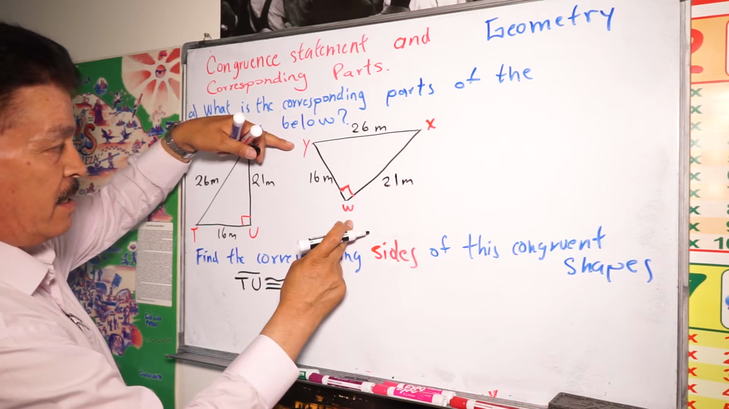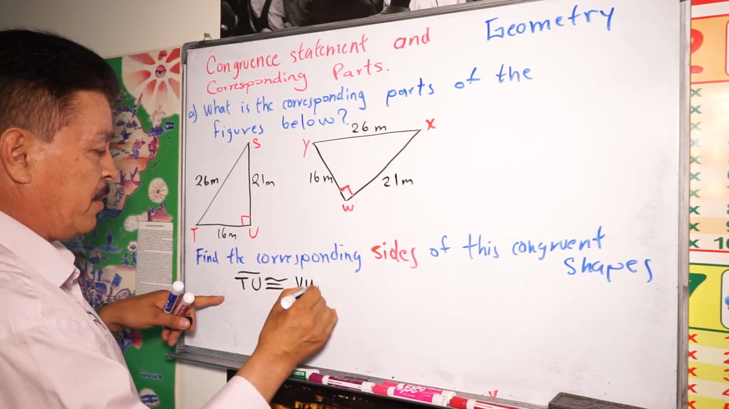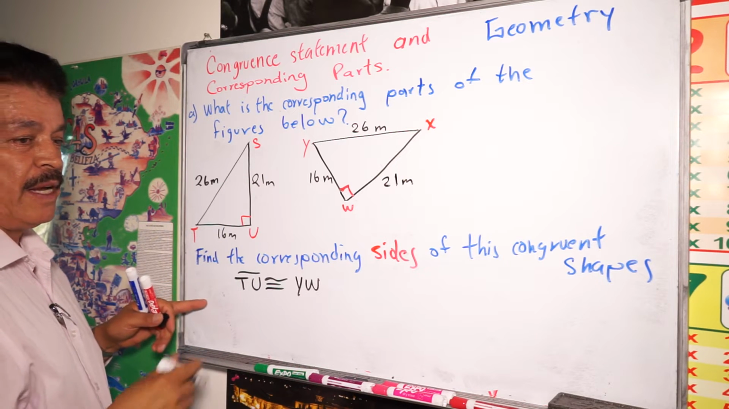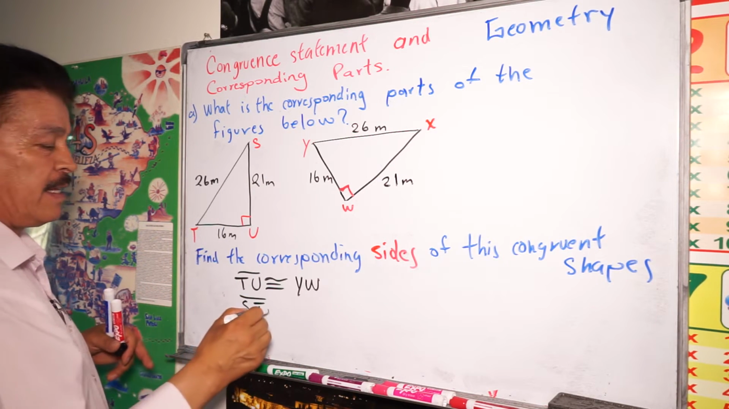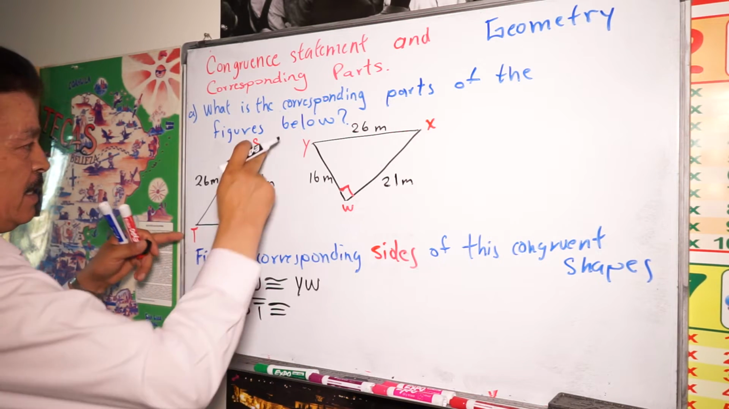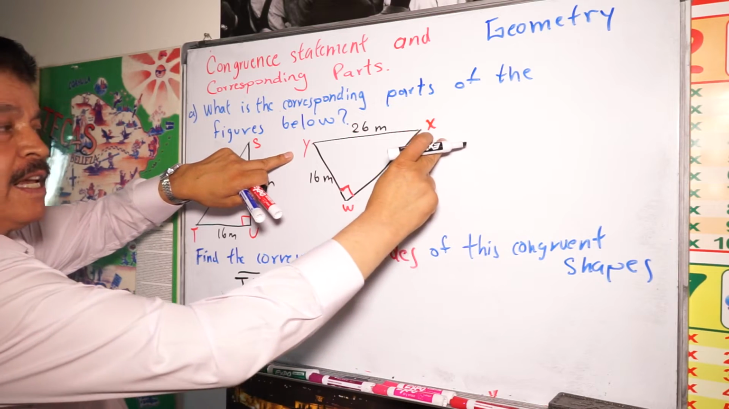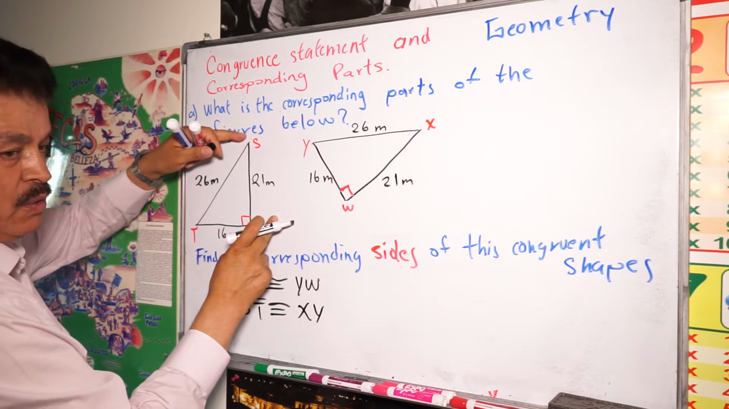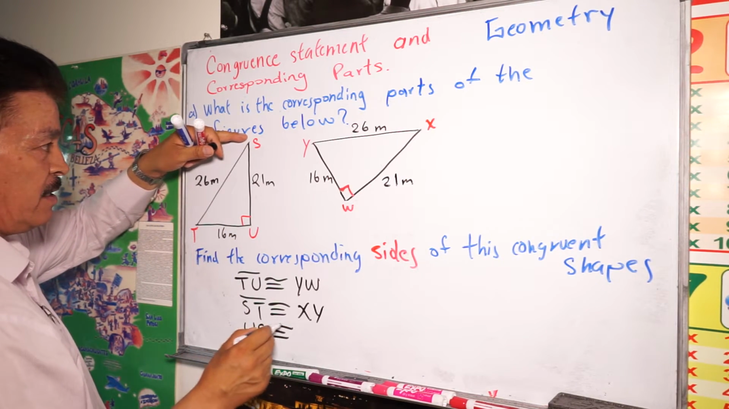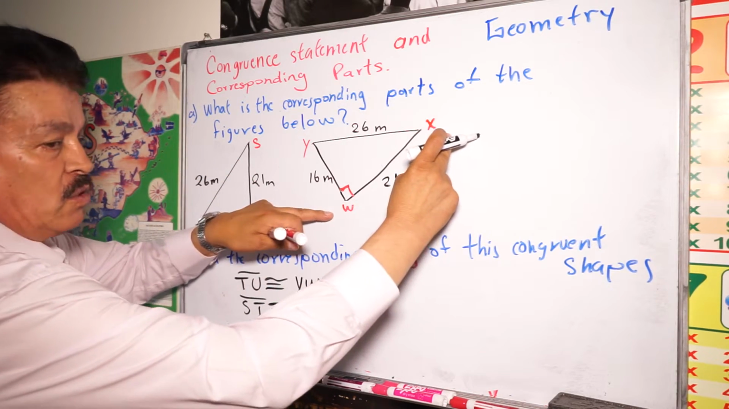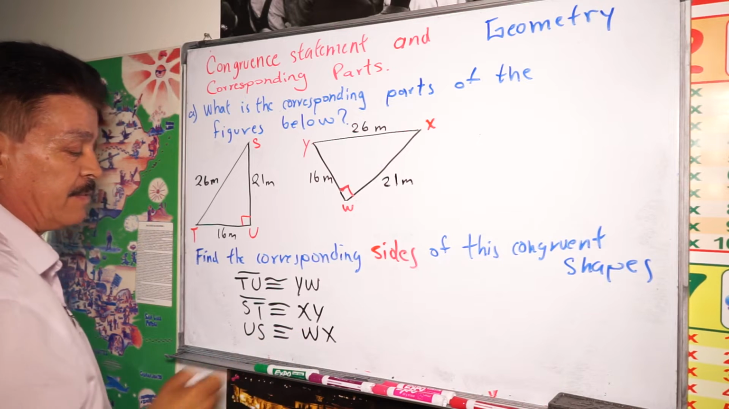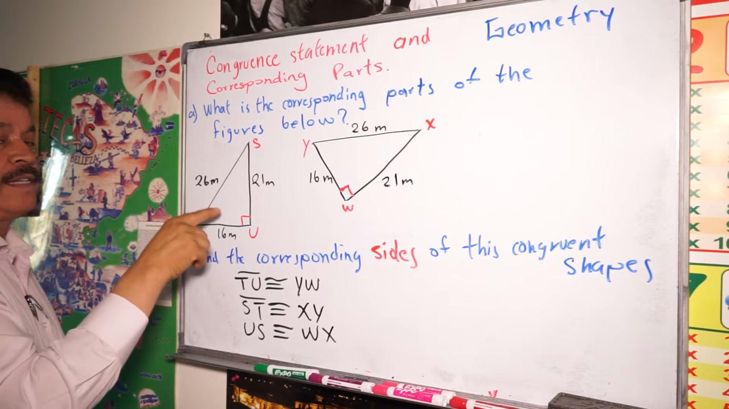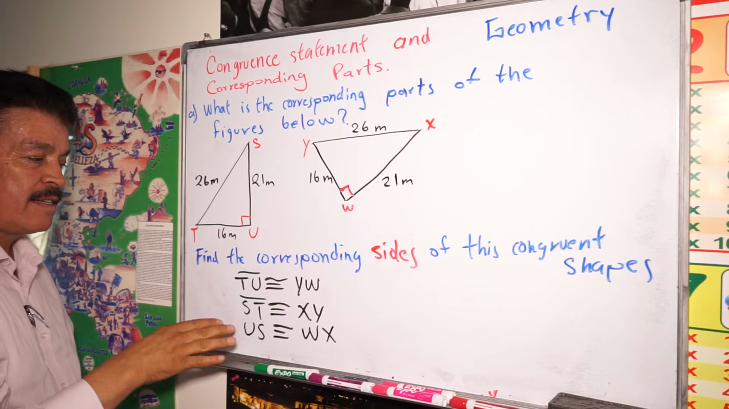to YW. See this side, 16 m. Then we have side ST. This is congruent to XY. And then the other side, US or SU, is 21 m, and it is congruent to WX. See? That's it. So these corresponding shapes have congruent angles and congruent sides.